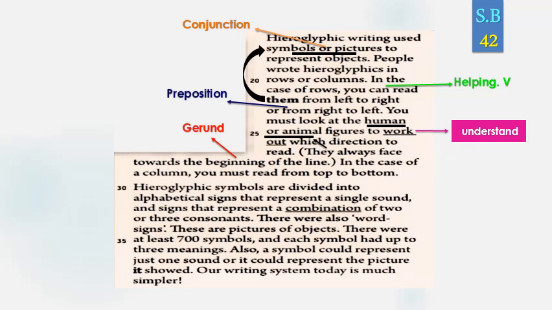Hieroglyphic symbols are divided into alphabetical signs that represent a single sound, and signs that represent a combination of two or three consonants.